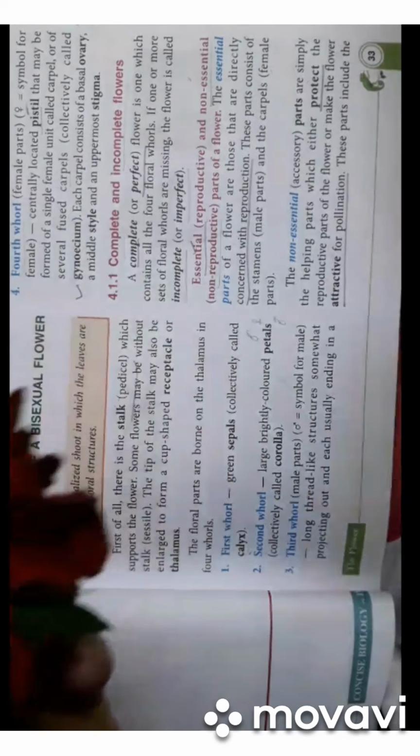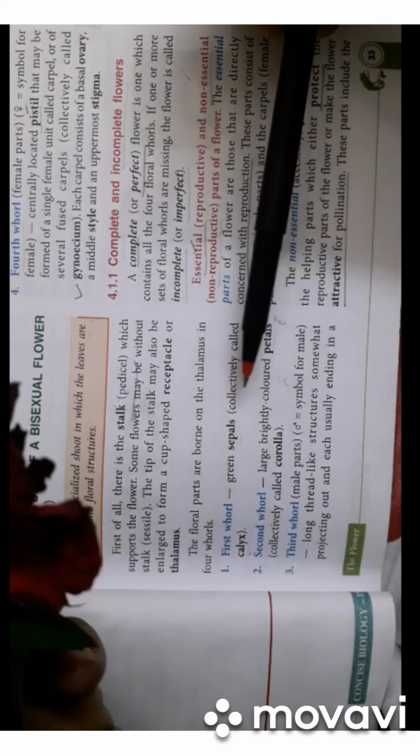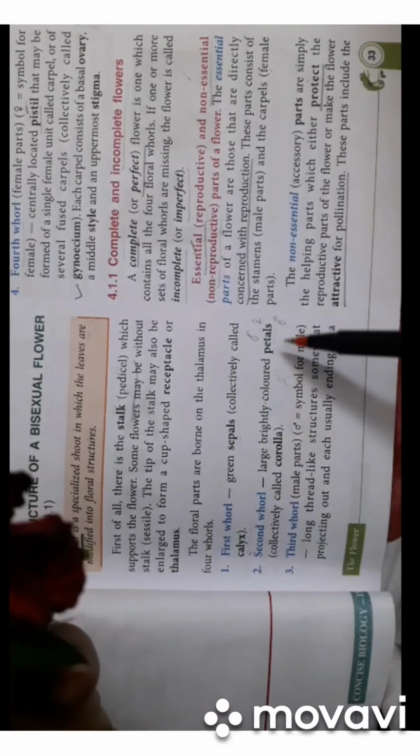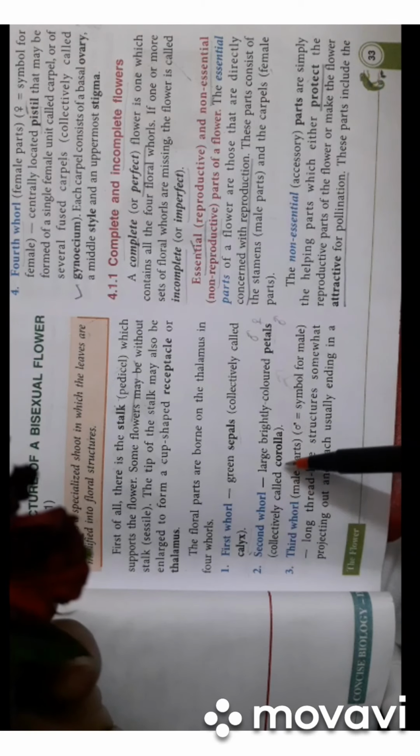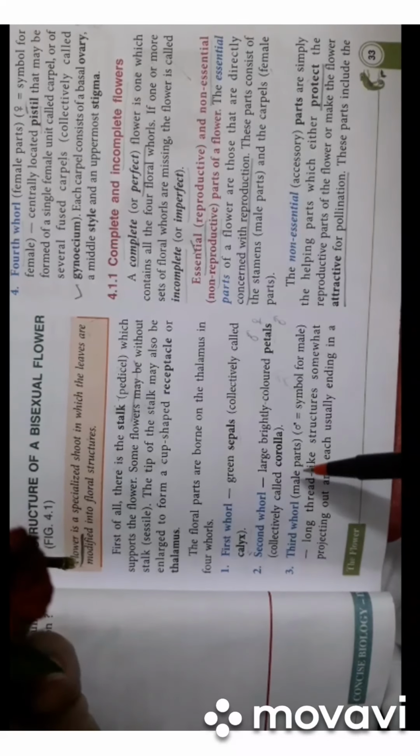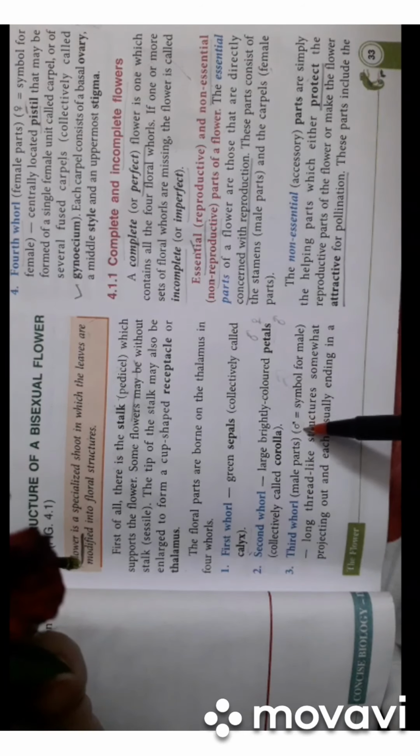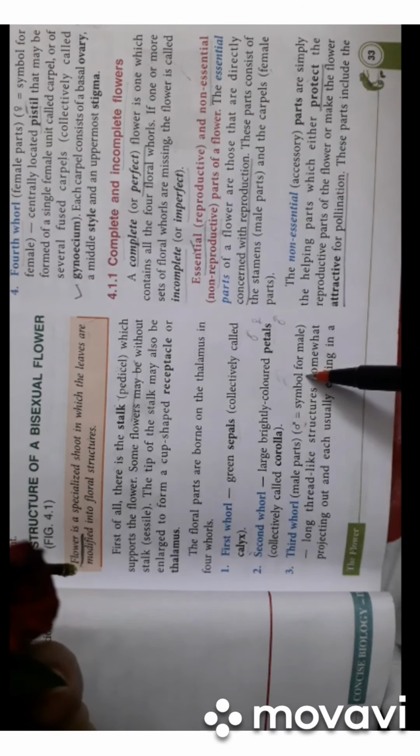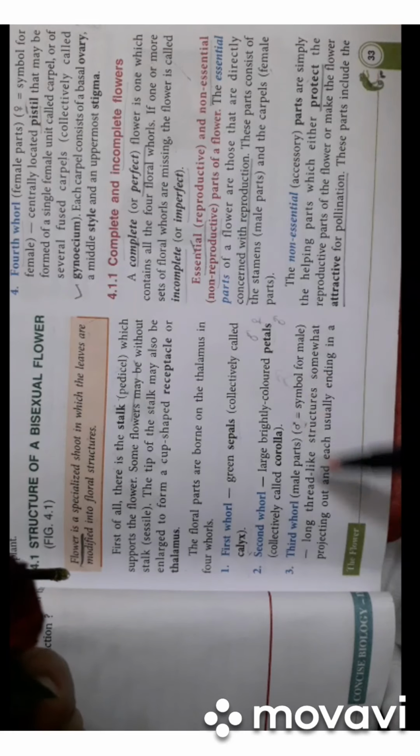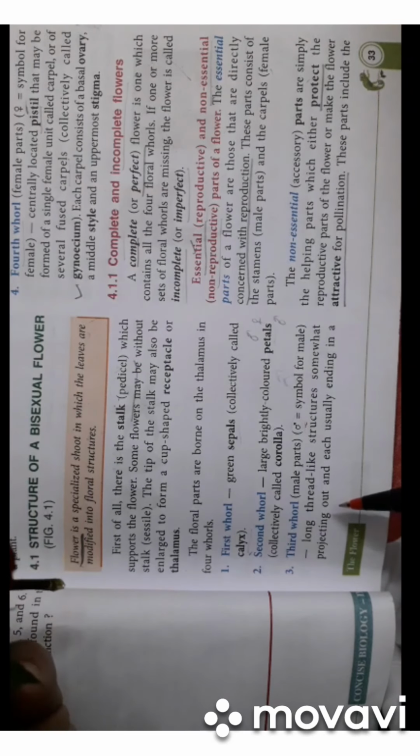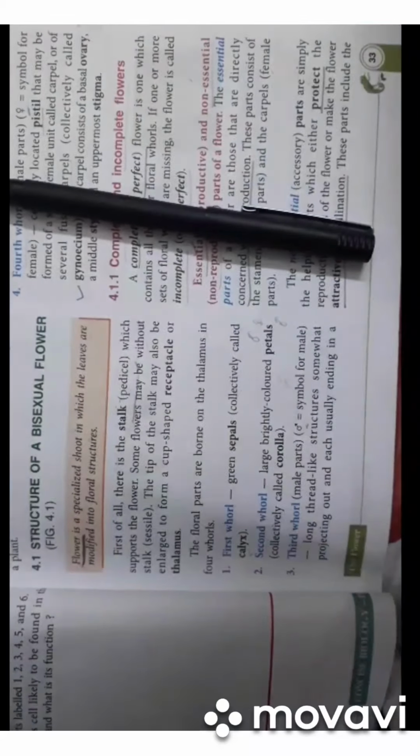So which are the four whorls? First whorl, green sepals, collectively called calyx. Second whorl, brightly colored petals called corolla. Third whorl, male part, male reproductive part, and this is the symbol you are going to use for the male part. And you all know that these are the long thread-like structures projecting out. We call them stamens, and together we collectively call them androecium.